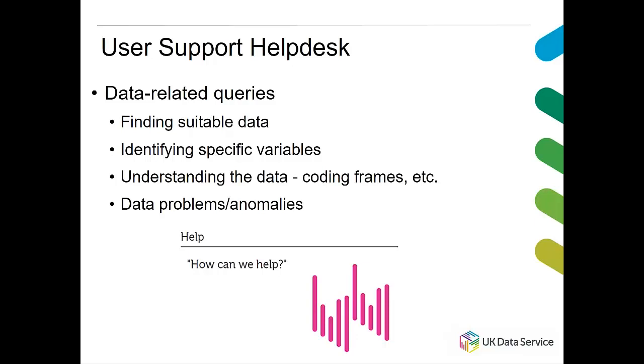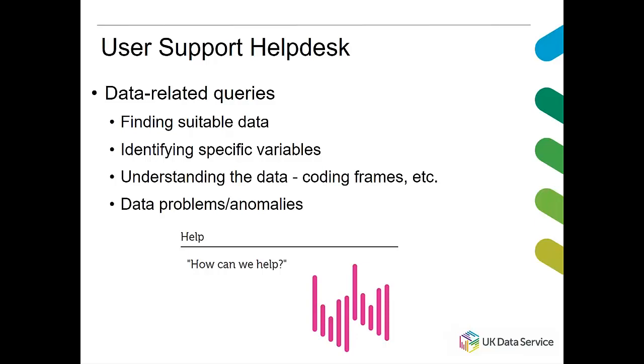If you have found a data set, but when you start to work with it, you're not sure about what's the best specific variable for something, again, let us know and we can help. Sometimes you might find the data, you might find the variable, but you don't understand the coding frame. Again, that's the sort of thing we can help with. Sometimes you might have a look at a data set and you might think that there's a problem, or you found an anomaly, something that looks strange. Then we can have a look at that for you. And if it is a problem with the data, if there's some sort of error, we can go back to the data owners so that they're aware of that.